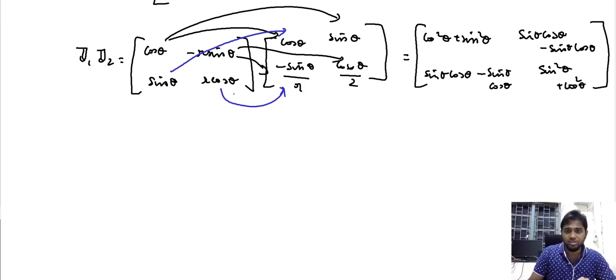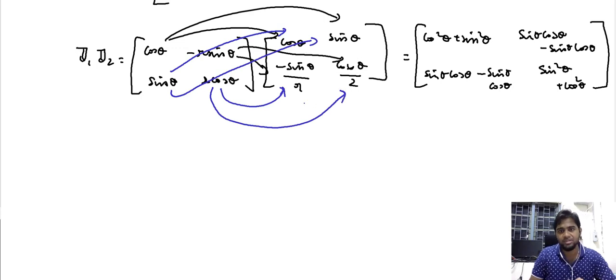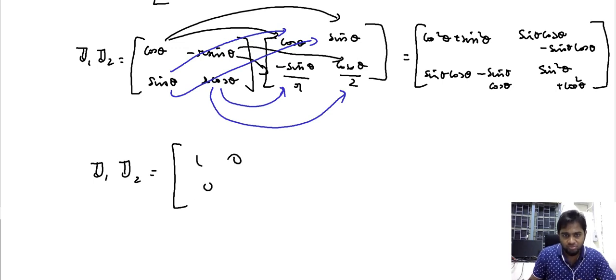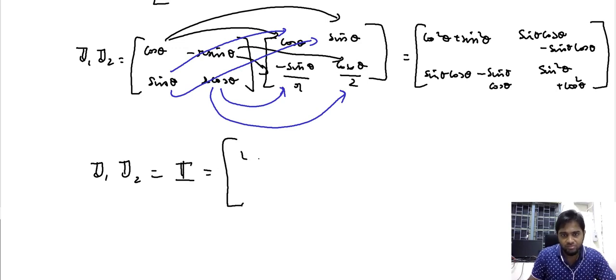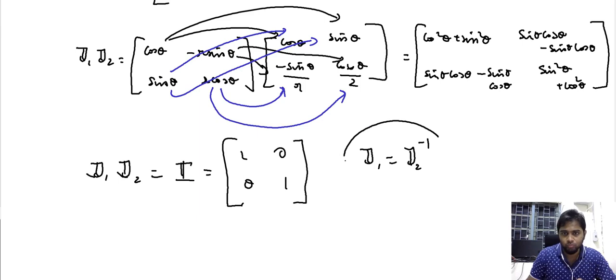So when you do the matrix multiplication for the second term in the bottom row, it would be sine square theta plus r square cos square theta. So what we would ultimately end up with is that the product of Jacobian 1 and 2 is nothing but 1 0 0, or rather we can write it as I, which is the identity matrix 1 0 0 1. And this relation means that Jacobian 1 is nothing but the inverse of Jacobian 2.